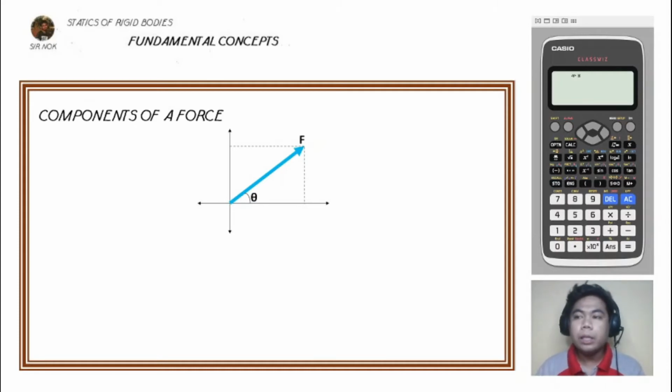The line joining the tail of F and the intersection point on the x-axis is called the x component, or F sub x. And the line joining the tail of F and the intersection point on the y-axis is the y component, or F sub y.